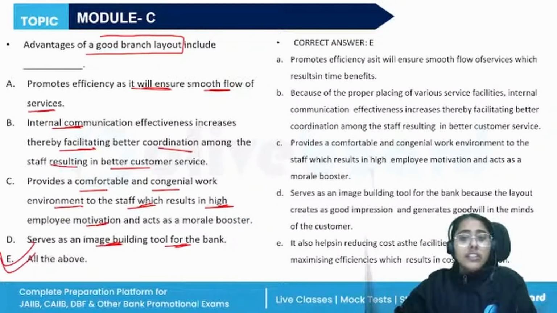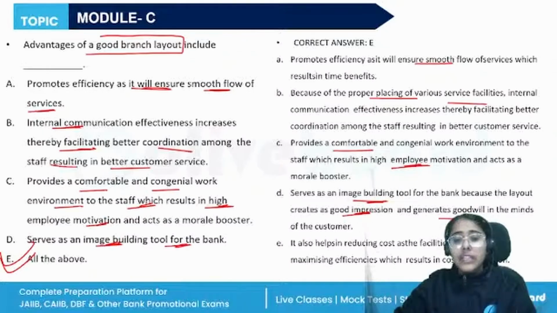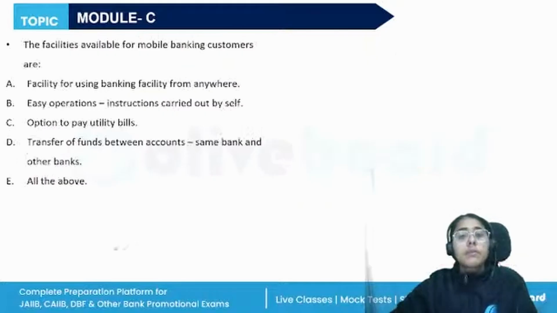What are the advantages? It promotes efficiency, proper placing of various service facilities, comfortable environment, so employee motivation will also be high. Image building tool, good impression and generates goodwill, helps reducing the cost because the facilities are planned at maximizing the efficiencies. So it results in cost optimization as well. So all of these are the advantages of a good branch layout.